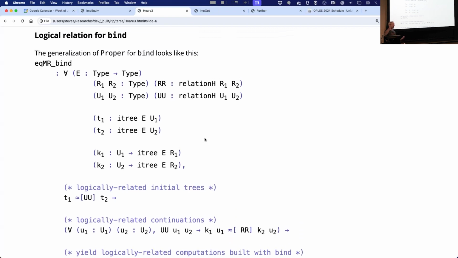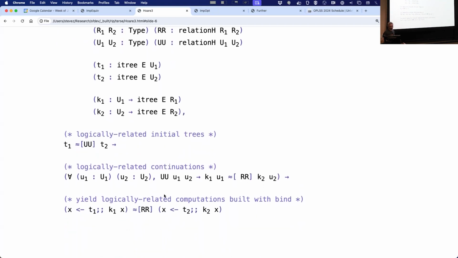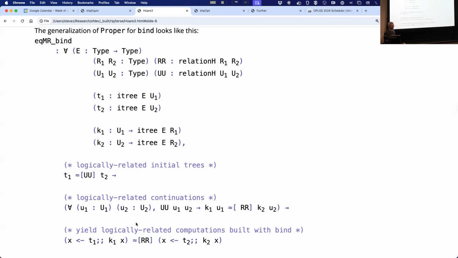So with Imp, for example, we'll be able to use essentially these logical relations and these EQMR with the postconditions to encode the semantics of something like a Hoare logic. Okay, so this is a wall of text. Are there any questions about this? If you look at the type of bind, this is just a pretty general version of the logical relation for bind.